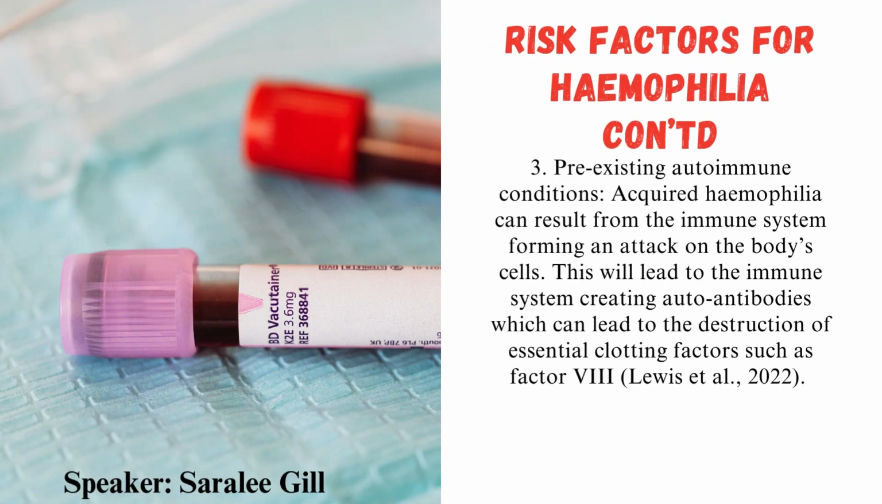Pre-existing autoimmune conditions. Acquired hemophilia can develop when the immune system mistakenly attacks the body's own cells, leading to the production of autoantibodies. These autoantibodies can cause liver damage, resulting in the destruction of essential clotting factors like factor 8. Even without a family history of hemophilia or congenital abnormalities in clotting factor levels, individuals with these autoantibodies may experience symptoms of a bleeding disorder.